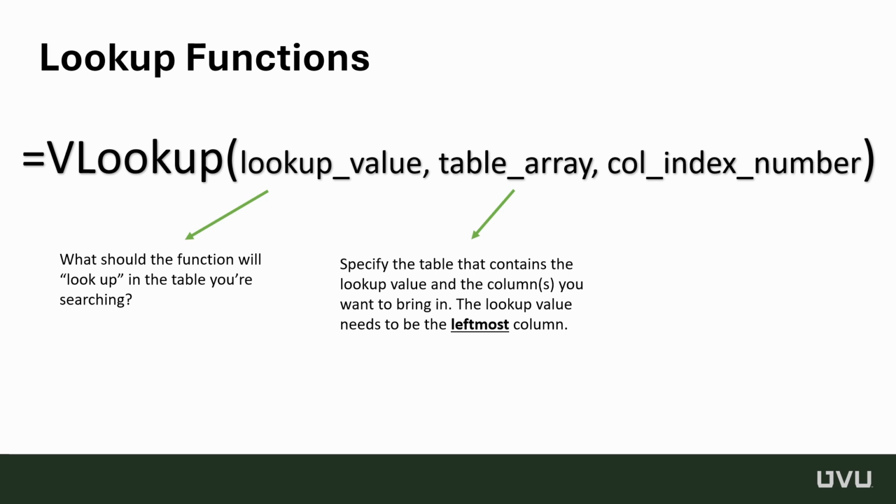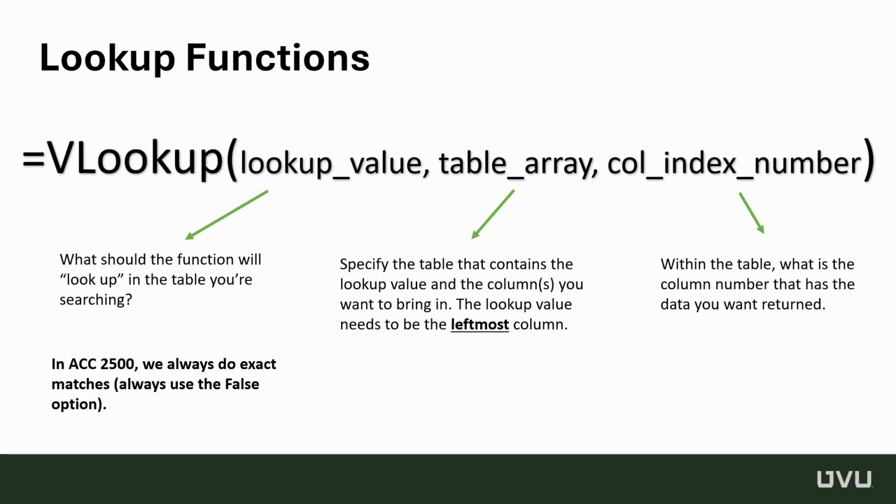The last required parameter is a column index number. This is your way of telling Excel, of the table you just specified, which column is the one you actually want to pull data from. If it's in the third column of that table going from left to right, the index number would be 3. There is also a non-required option about whether or not to do an approximate versus an exact match. In this class, we're always just going to use exact matches, so to indicate this, you type the word false after the column index number.